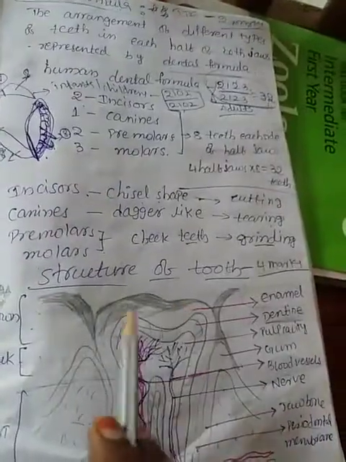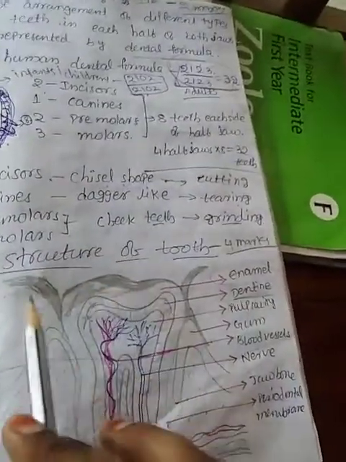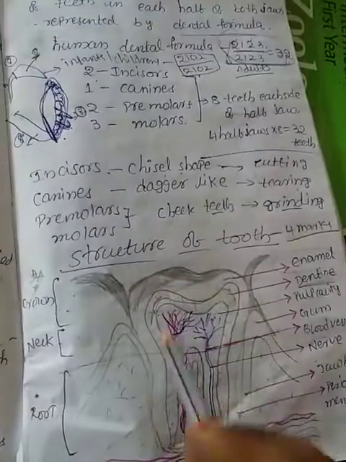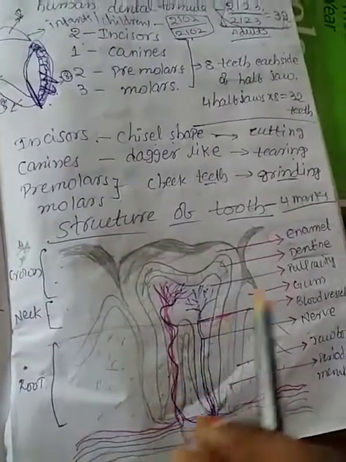The 4 mark question is structure of tooth. Here only the diagram carries 4 marks.